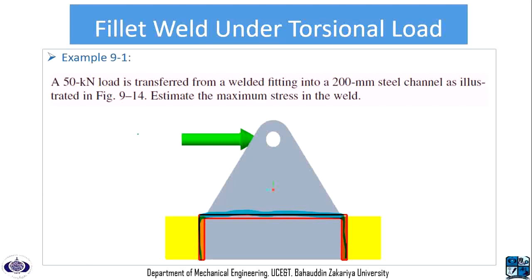Now the applied load is 50 kilonewton. However, there are two profiles and we are only going to use one, so we are going to divide this applied load and we are only going to use 25 kilonewton, and we are only going to work on one of the profiles, either in the front or in the back.